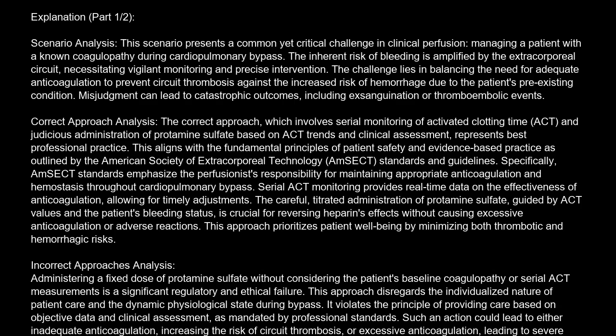The correct answer is B. Implement a standard heparinization protocol and monitor activated clotting time (ACT) at routine intervals, adjusting heparin as needed based on ACT values and surgical bleeding.